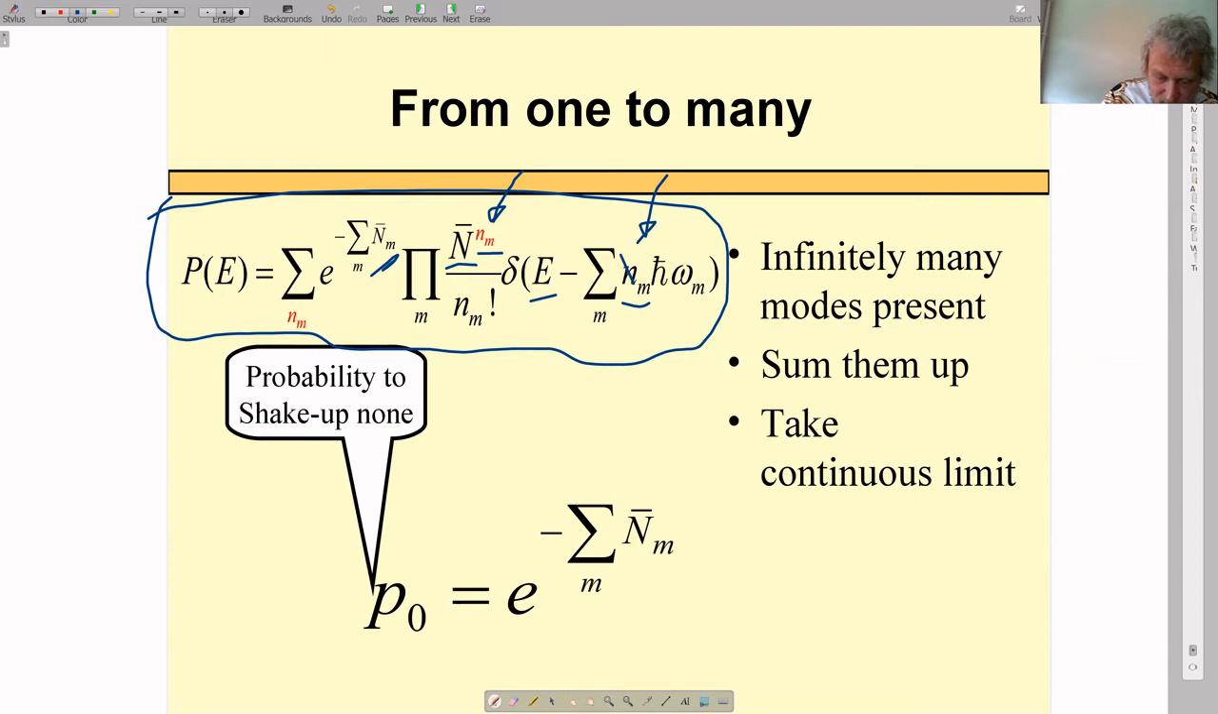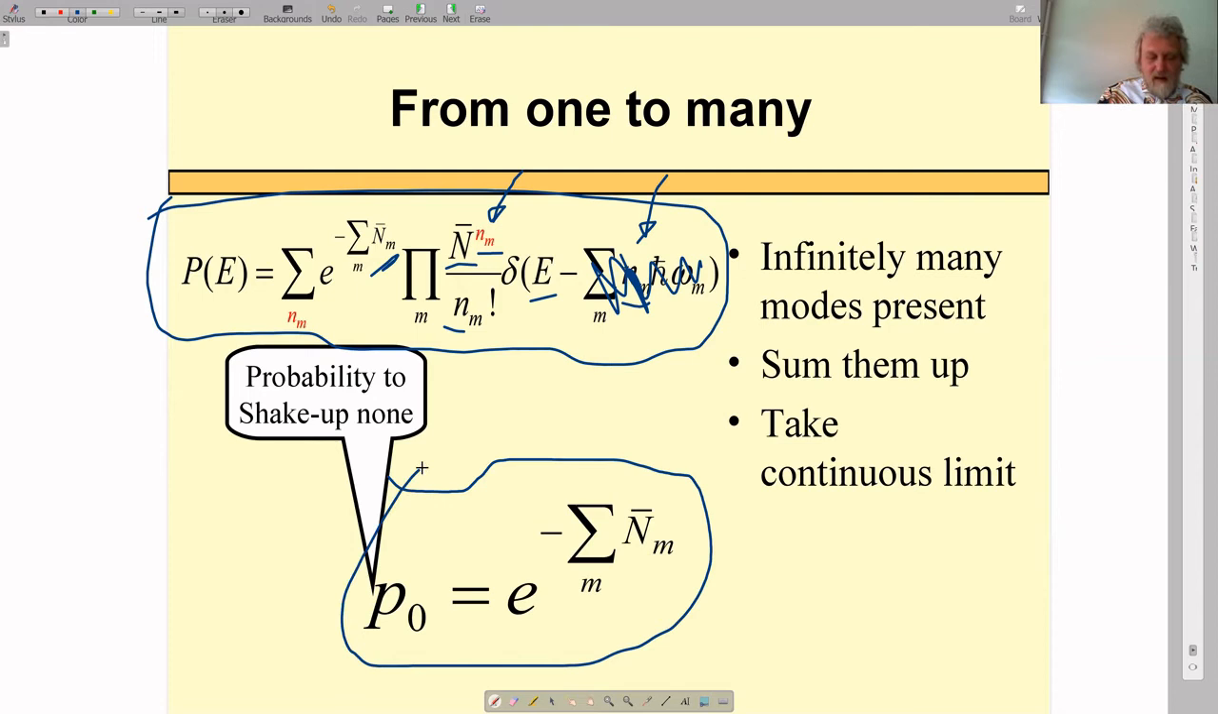And this will be that. So I will come up with this answer. Probability to shake up none. It is exponent. It's always positive, as the probability should be. It is also smaller than one, as any probability should be.